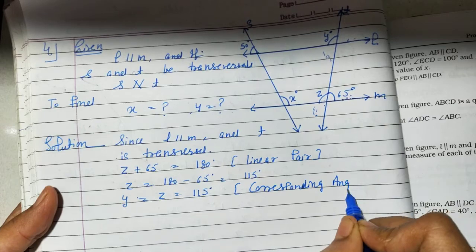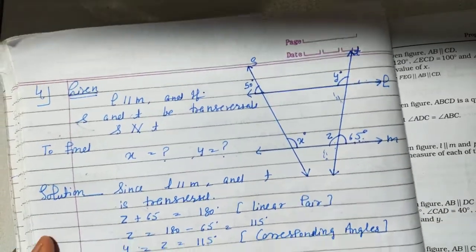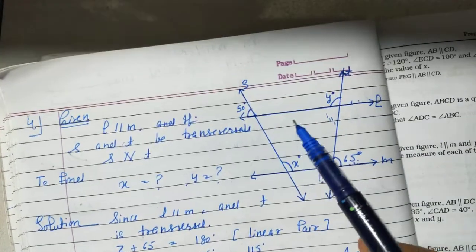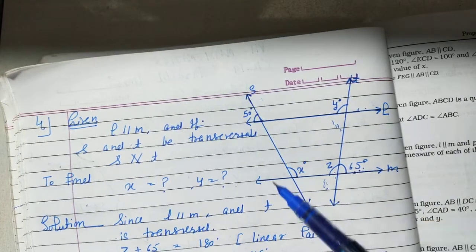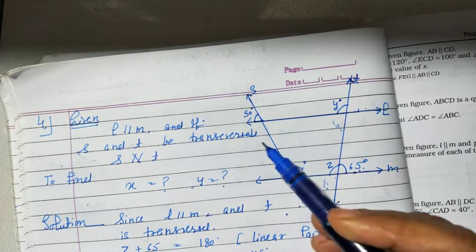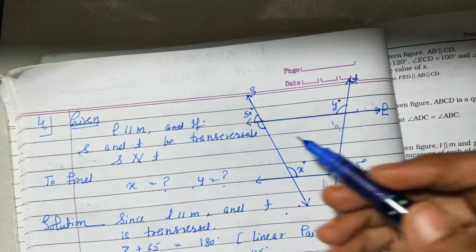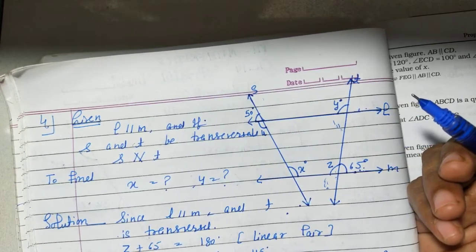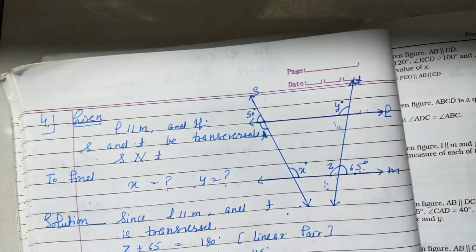First we have to find out X and Y. Y is done. Now we have to find out angle X. Now considering L and M are parallel and S is a transversal. Let us consider this angle as U or V or T, whatever you want. Okay, let us consider this as angle T.